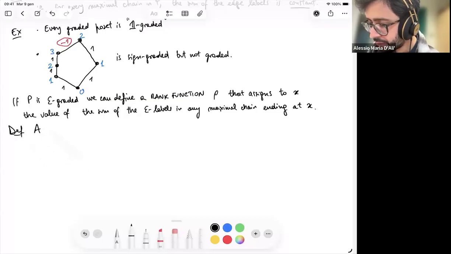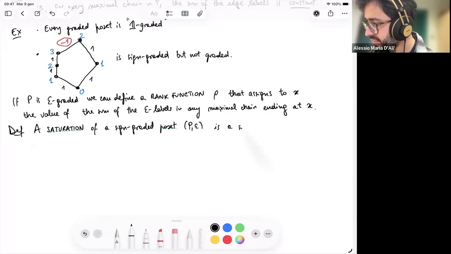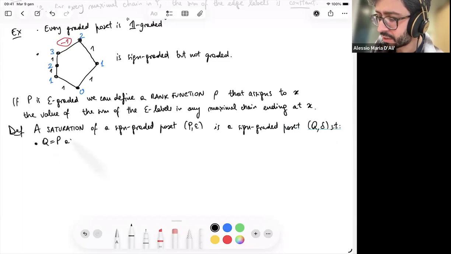What he did was to define a saturation of any sign graded poset. So what is that? It's another sign graded poset. And I need to use a different letter also for the labeling, so I'm going to call it delta. And some conditions need to hold. Well, Q is the same as P as a set. So I've got the same number of vertices, and that's okay.